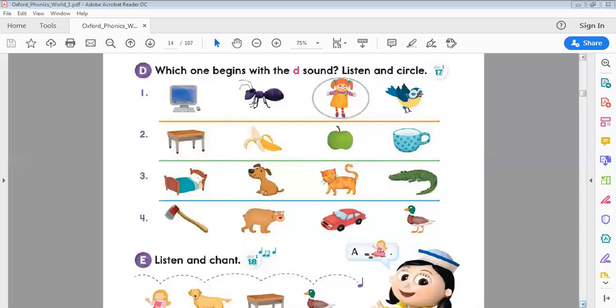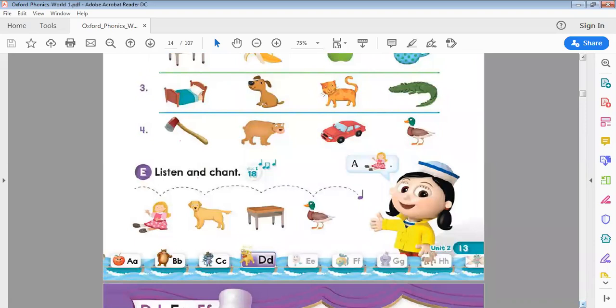Let's move down a little bit. And now let's listen and chant. D, d, doll. D, d, doll. D, d, dog. D, d, dog. D, d, desk. D, d, desk. D, d, duck. D, d, duck. Okay? Doll, dog, desk, and duck. Very good. Let's move down.